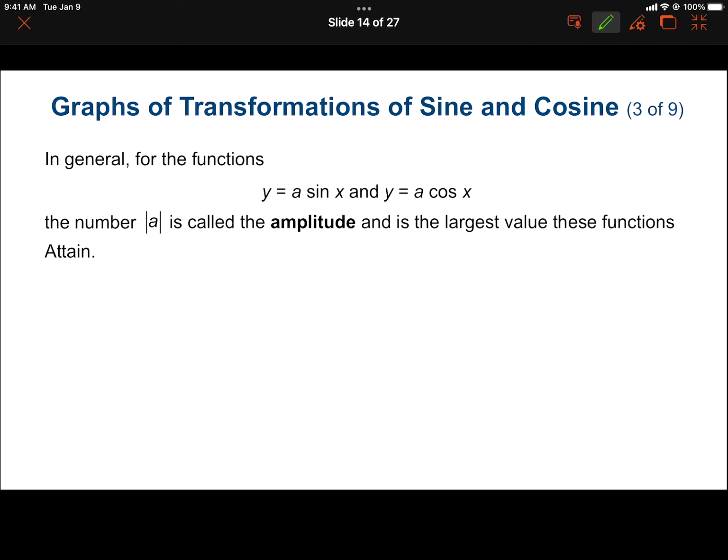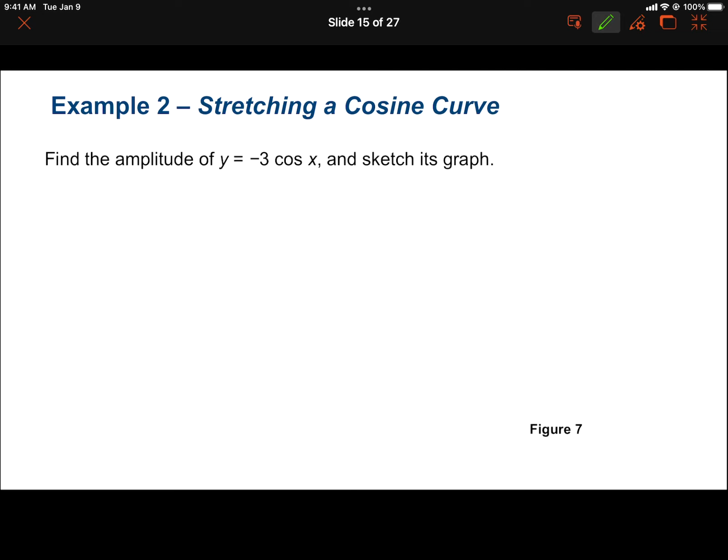Okay, so in general, when we're looking at the functions y equals a sine x and y equals a cosine x, the number a, which is the absolute value of a, is called our amplitude. That's the largest value these functions attain. So that's how high it goes on the y-axis, and the negative would be how low it goes on that axis.